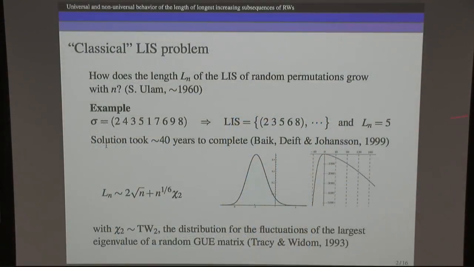Finally, at the end of the 90s, these guys at Courant found that the length of the increasing subsequence of random permutations is distributed like this, where this variable is Tracy-Widom beta equal to 2 distribution. So everything is connected. It's a very interesting problem. But I don't want to talk about this because, first, I don't know much, and second, it's not our business here.